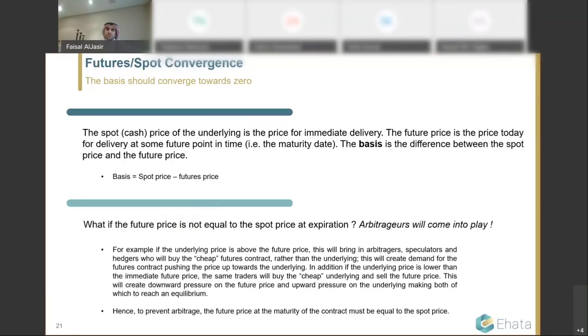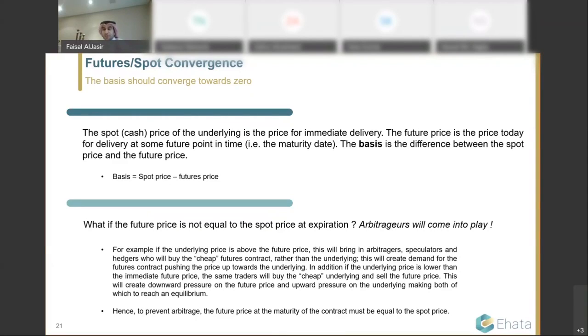All of that will play a major role in making them both reach what is called an equilibrium, or a balance between them. Eventually, that will put the basis at expiry equal to zero. That should hold, to prevent arbitrage.